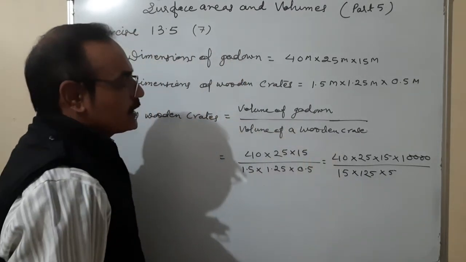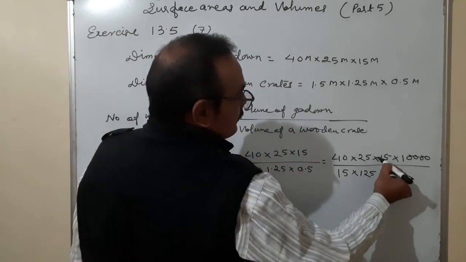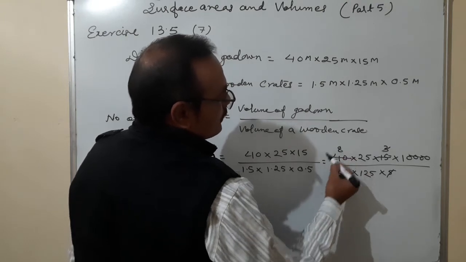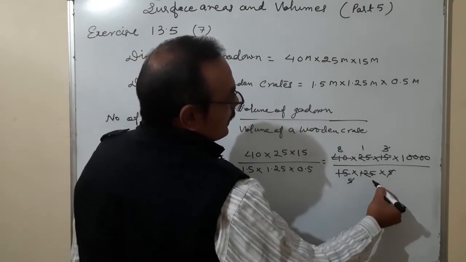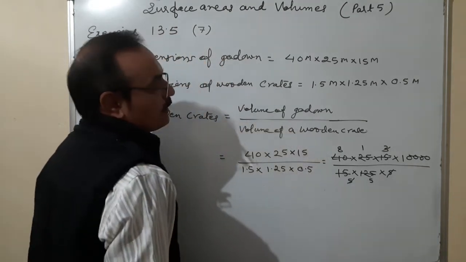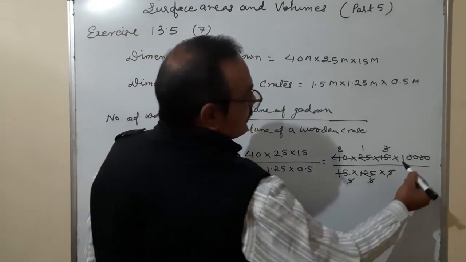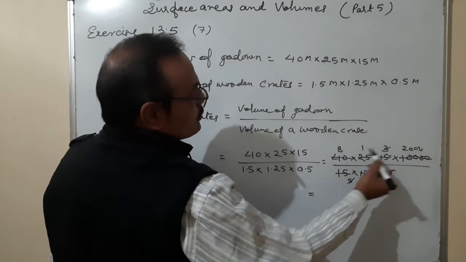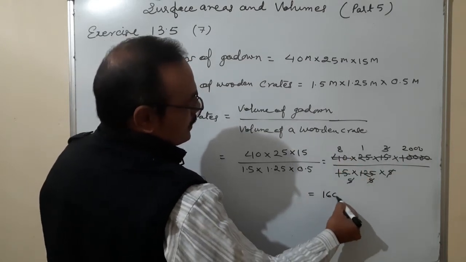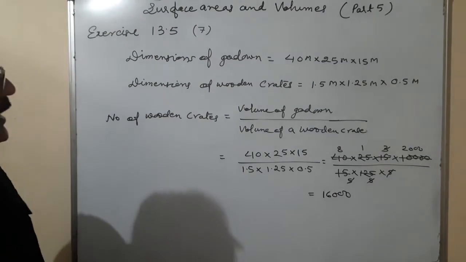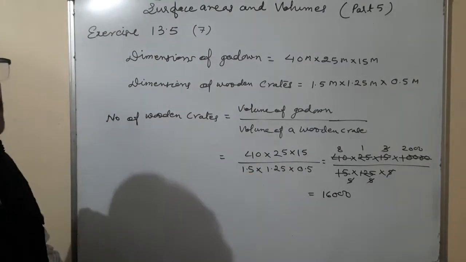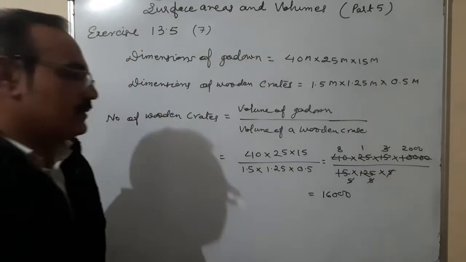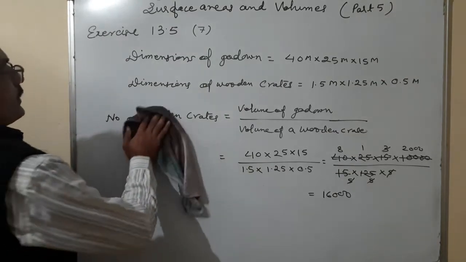Is that okay? Now start cancellation. 5 3s are 15, 3 5s are 15, 5 8s are 40, 25 1s are 25, 25 5s are 125. And now this 5 is left, which will cancel. 5 2s are 10, so 2000. 2000 multiplied by 8 is 16,000. So the number of wooden crates is equal to 16,000. This is the maximum number of wooden crates that can be placed in a godown.